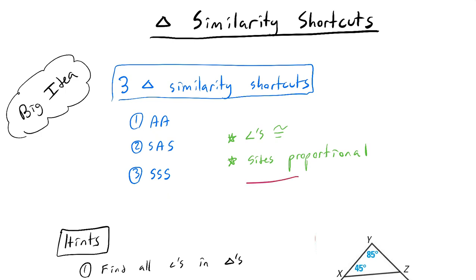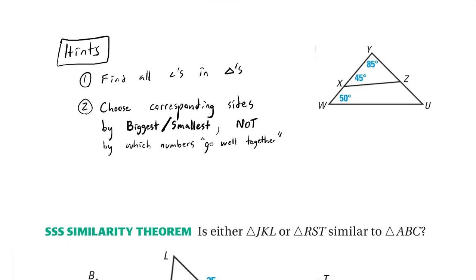And when you're like, well, what does that mean? I'll talk about it, okay? So sides are proportional, not congruent. Okay, so two big hints here. Find all the angles in triangles. So in this picture, it doesn't look like any angles match of either triangle.